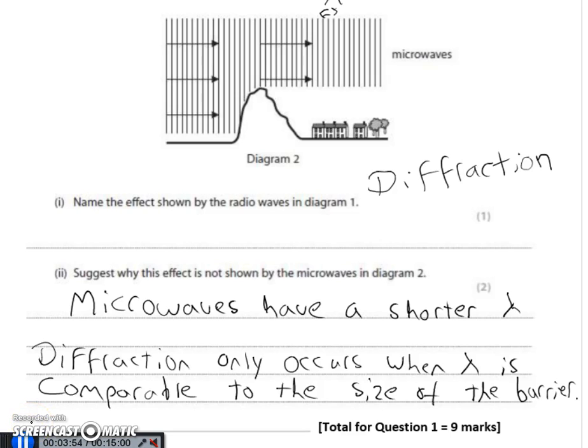And diffraction is only going to occur when the wavelength is comparable to the size of the barrier. Just like with the gaps, where you send waves through a small gap, it's only going to diffract noticeably if the wavelength is around the same size as the gap. Well, here, the wavelength is so small that as it travels around that obstacle, you're not going to see any noticeable diffraction.